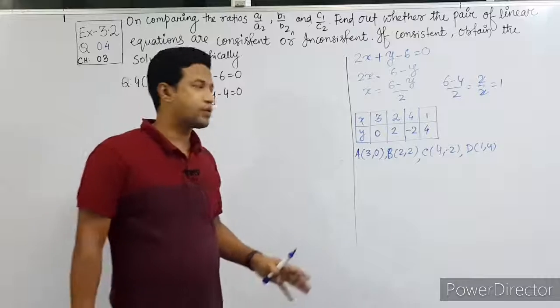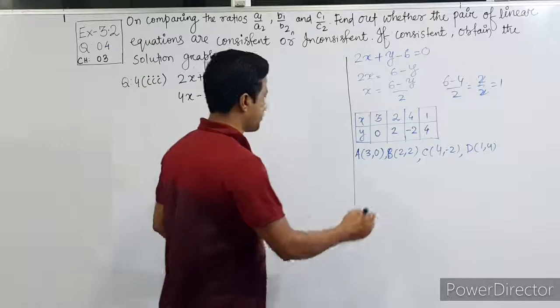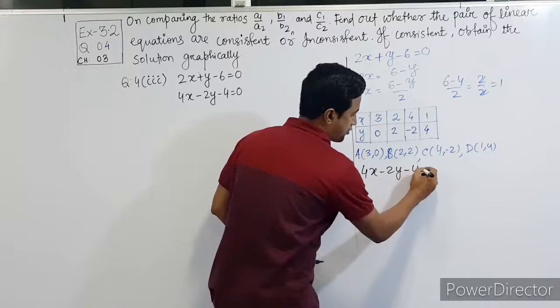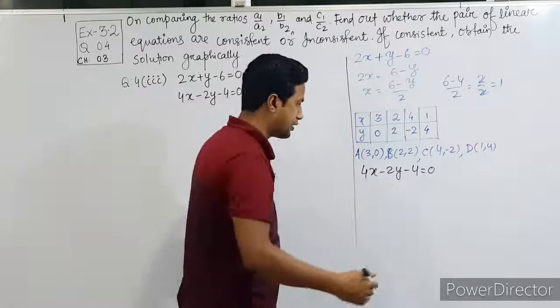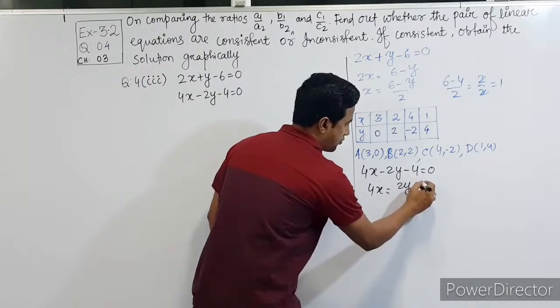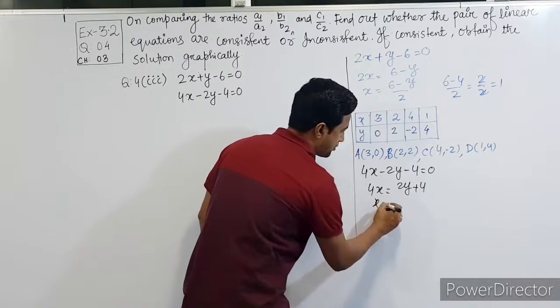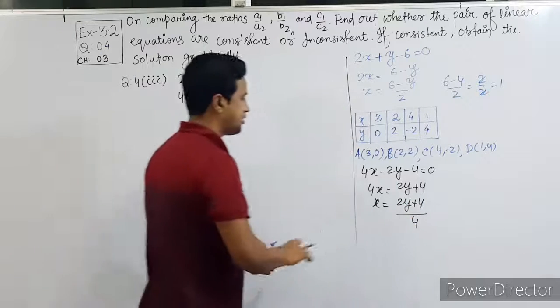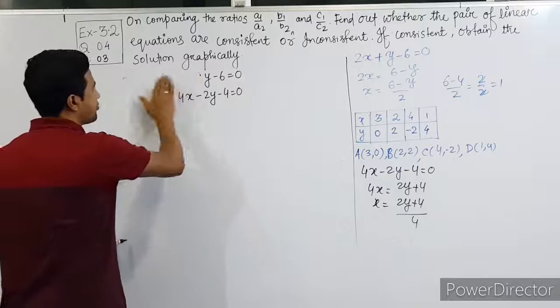So now we are going for the next one. The next one is 4x minus 2y minus 4 is equal to 0. We have to do the same method, that is 4x is equal to 2y plus 4, then x is equal to (2y plus 4) upon 4. So now we are going for the coordinates.